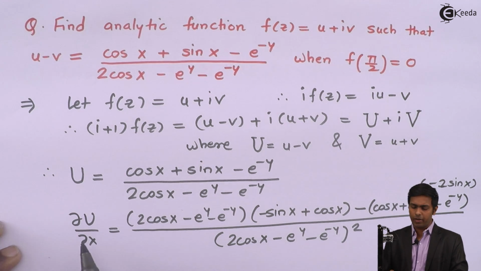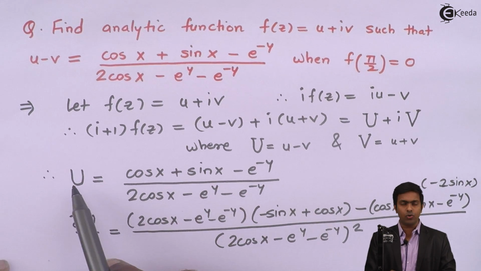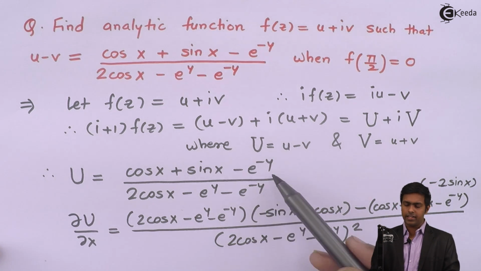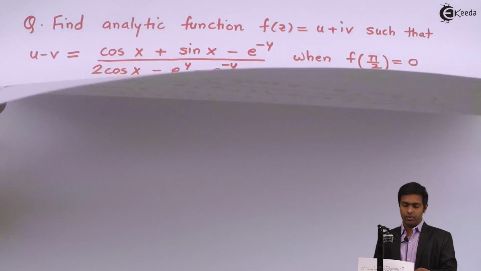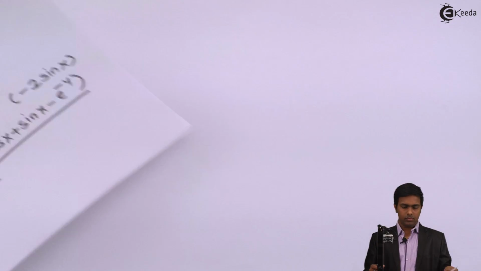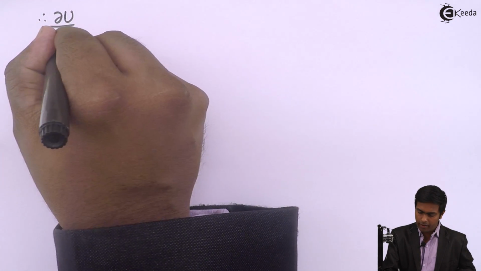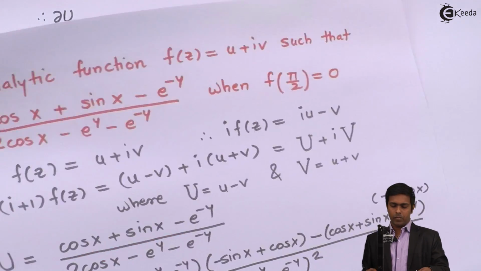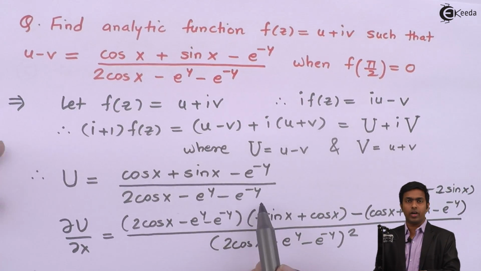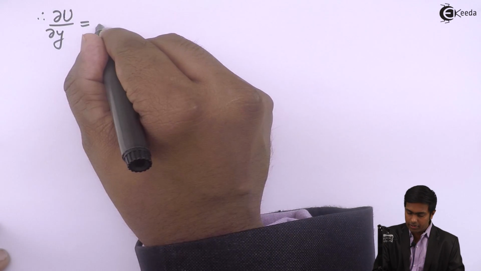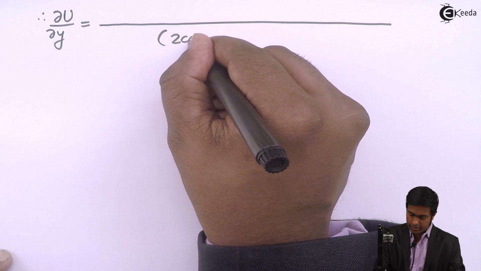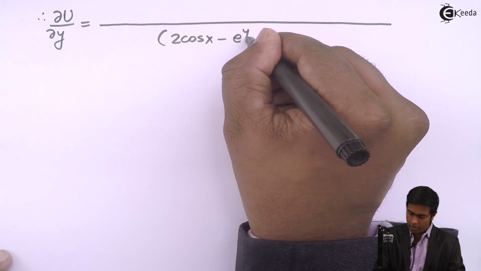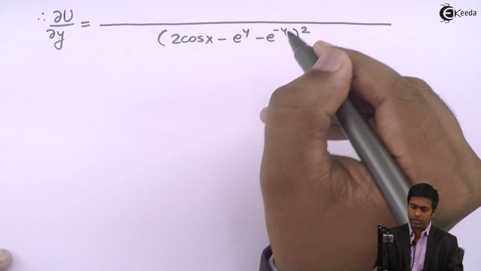Now let's find out ∂U/∂y. For that I'll differentiate this U with respect to y, and y is there in numerator as well as in denominator. So again we'll apply the u by v rule. So therefore ∂U/∂y is equal to, here we will get this term square in the denominator. So here I will write it down. It is (2 cos x minus e^y minus e^(-y)) the whole square.